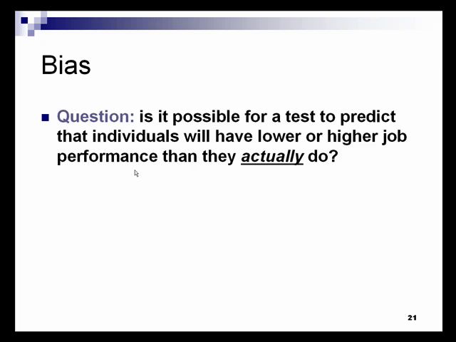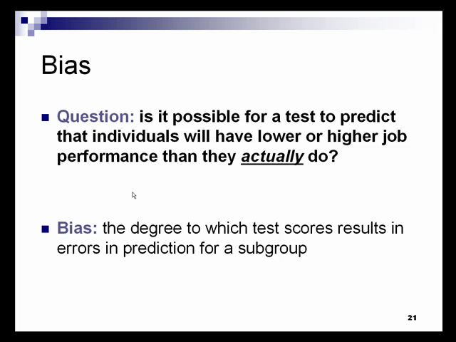Is it possible for a test to predict that individuals will have lower or higher job performance than they actually do? So remember that a test simply is used to predict how well someone will perform, and with bias, we're asking whether the test will predict whether or not a person, based upon the test, will have lower or higher job performance in actuality. So the bottom line here is that bias gets at the degree to which test scores result in errors in prediction for a subgroup.